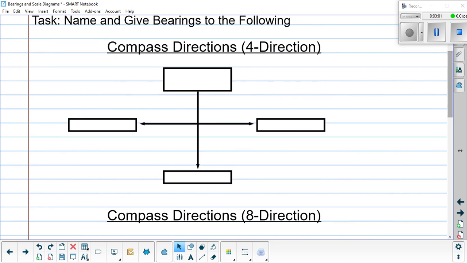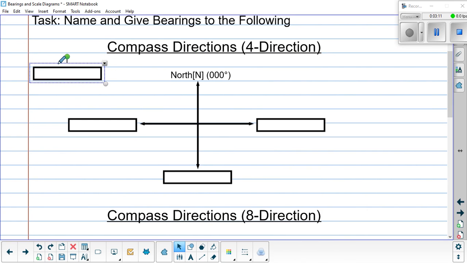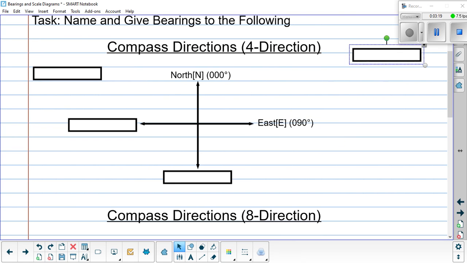Okay, so most of you should know that this top one here is simply north. So we denote that with an N and 000. Then, if that's 0 and we move 90 degrees, right? That's a right angle. So that's 090. And that's east, which we would denote with an E.